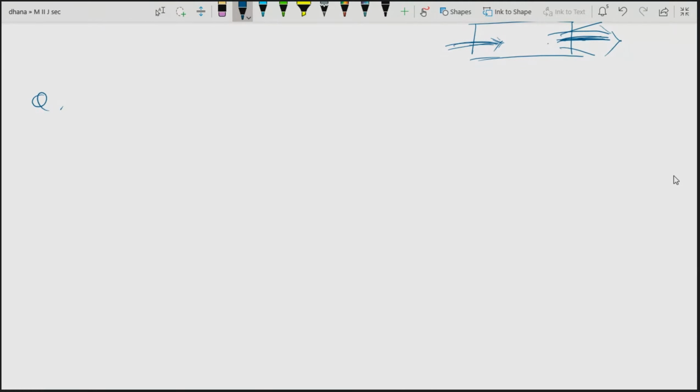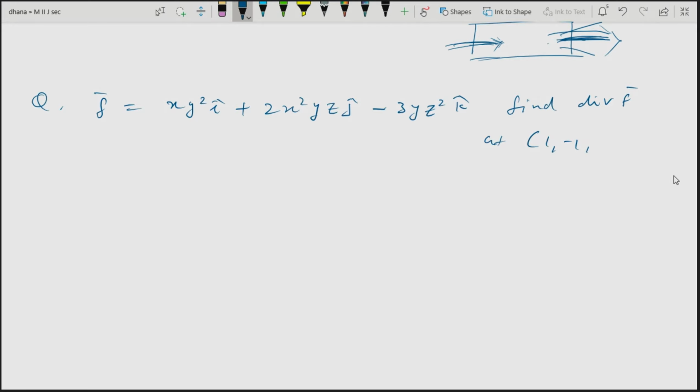If F bar is defined as x y square i cap plus 2x square y z j cap minus 3y z square k cap, then we need to find the divergence of F bar at the point (1, -1, 1). So first you will calculate the divergence of F bar. You will have x, y, z terms in this divergence. At a point means just replace x, y, z with this point (1, -1, 1). So let us calculate the divergence of F bar.